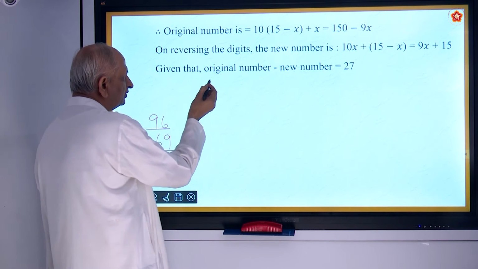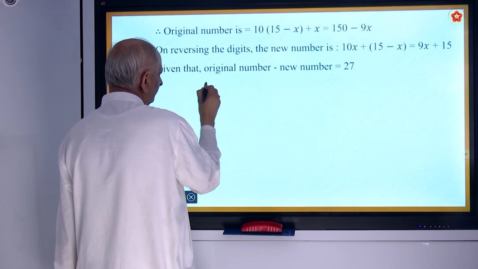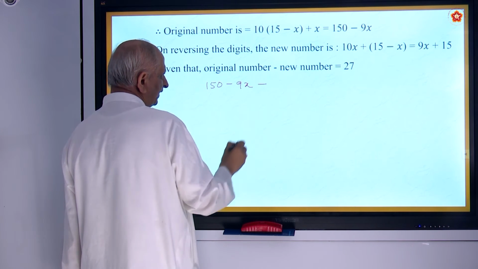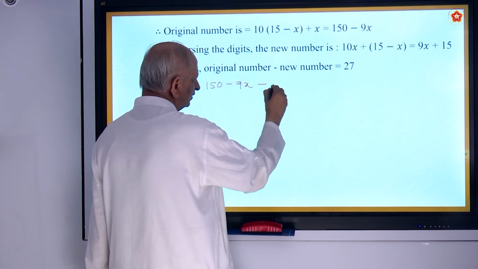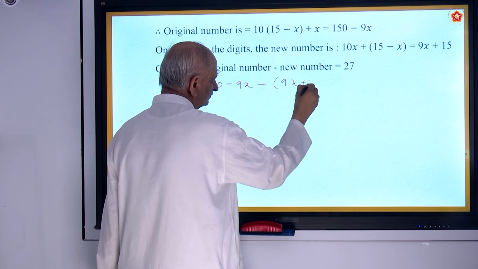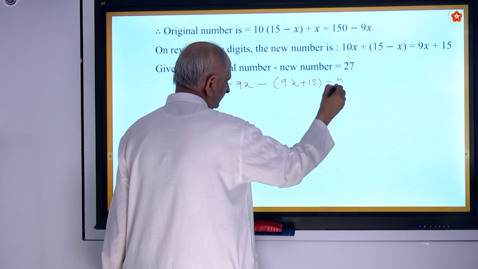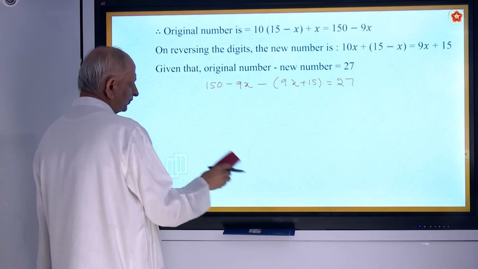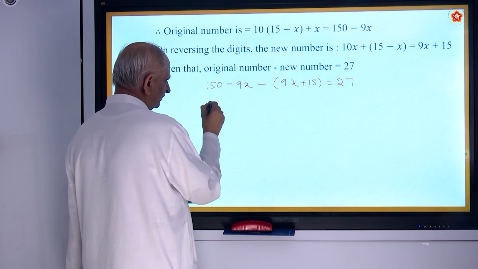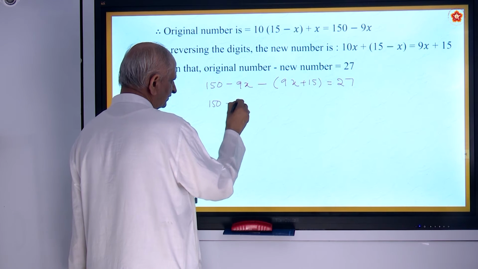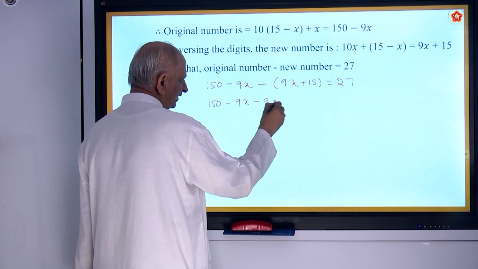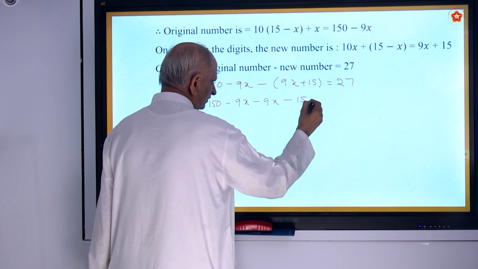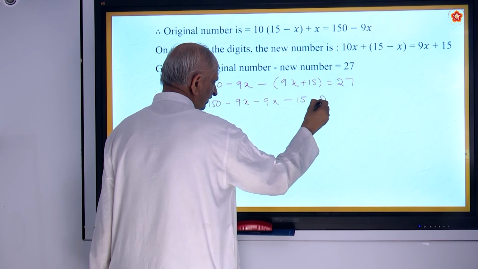So now, original number 150 minus 9x, minus new number, 9x plus 15, is equal to 27, correct? So if you remove the bracket, 150 minus 9x minus 9x, minus into plus, minus 15, is equal to 27.